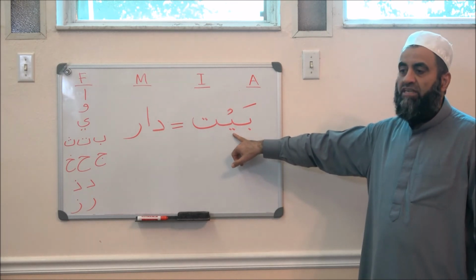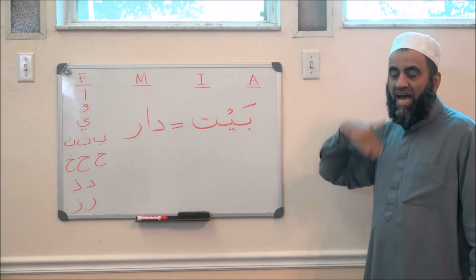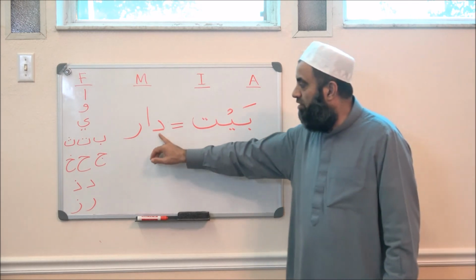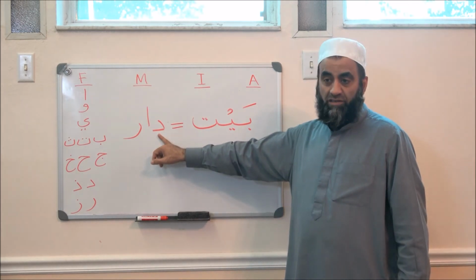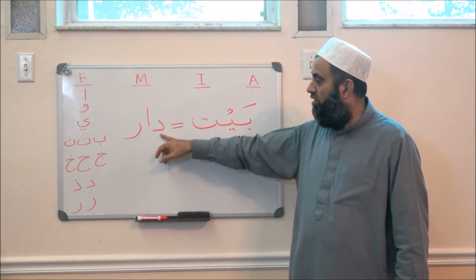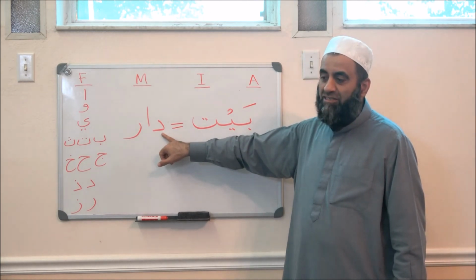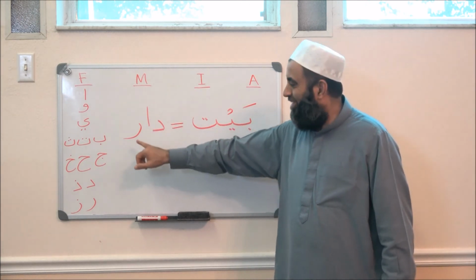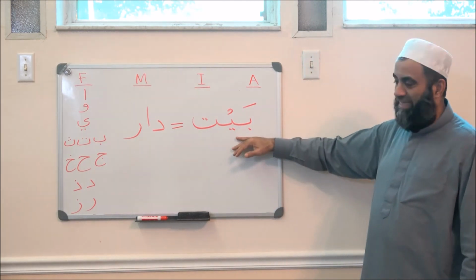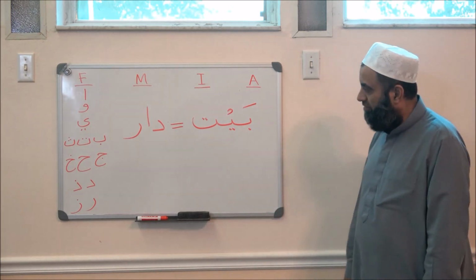This one is Bayt. Notice the diphthong I was talking about, the ay sound. Bayt means house, and dar means home or house. They're synonyms. Okay. Dar. Notice that the da is non-connecting, the a is non-connecting, and the ra is non-connecting. Okay, so Bayt, Dar. Very good.